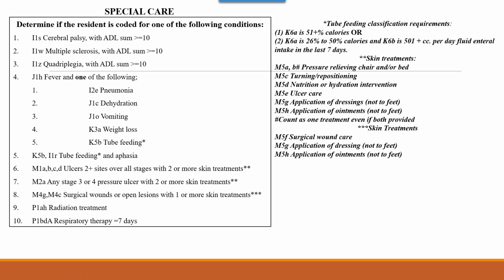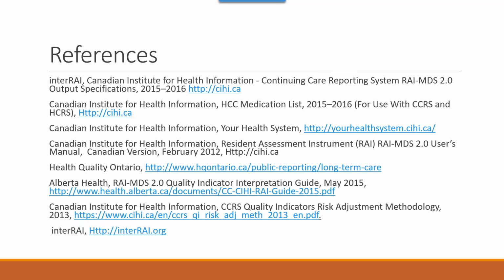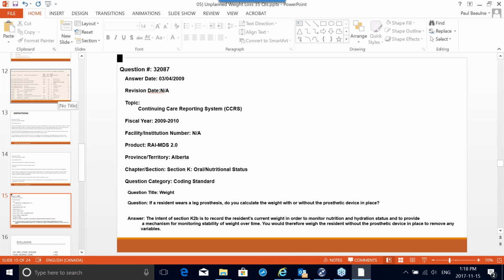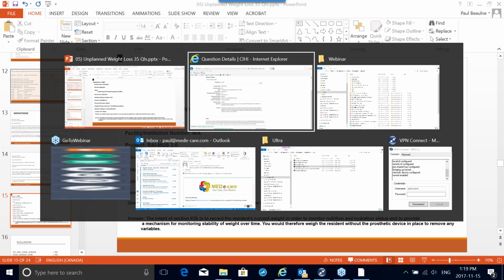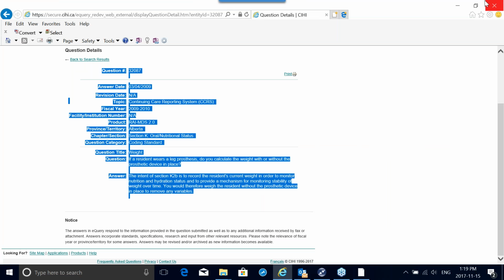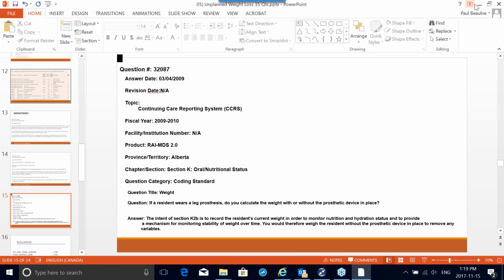It works into the CAPS if you're not in Ontario, the RAPs for those who are in Ontario using the RAP calculation, as well as it works directly into the quality indicator under the percent of people with weight loss when it's unplanned. Okay, so those are the major indicators. Once again, these are the referenced materials that you can access over the web in order to validate those particular components.